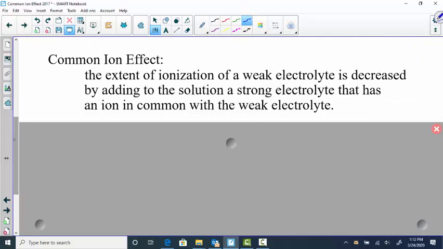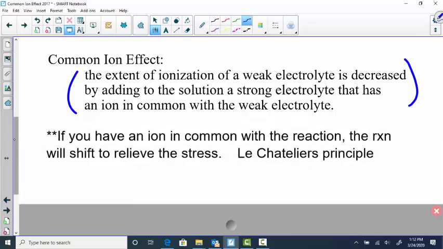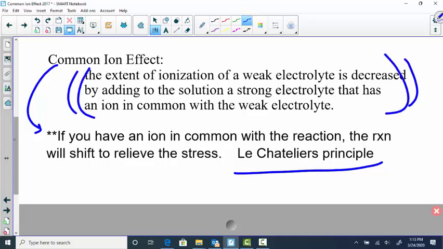Do not write this definition down. This is the technical definition of the common ion effect, and why they made it so wordy is beyond me. But this is the exact definition, and you can read it. This is the definition I actually want you to write down: basically, if you have an ion in common with the reaction, the reaction will shift to relieve the stress. All the common ion effect is, ladies and gentlemen, is Le Chatelier's principle. It's nothing more than that.